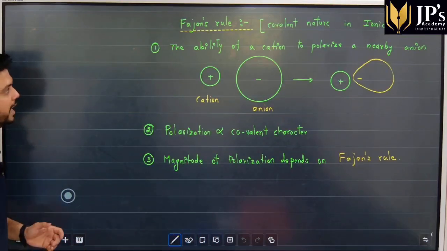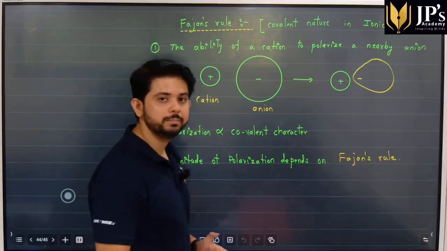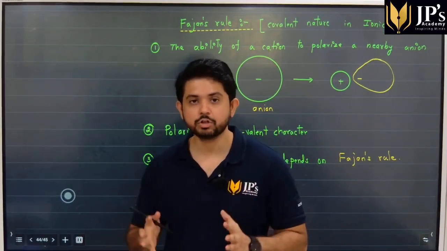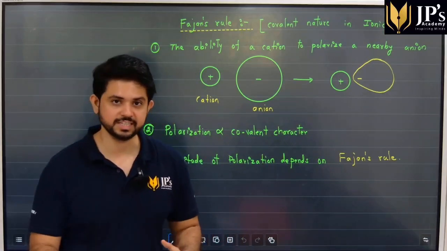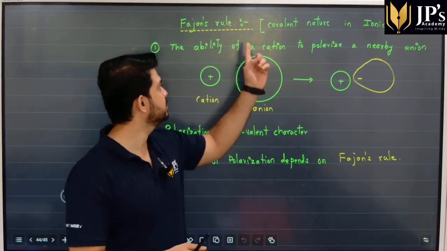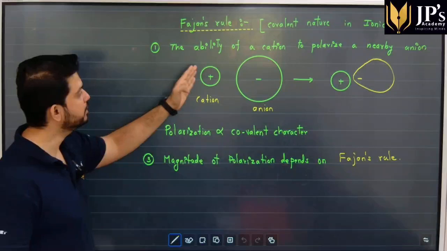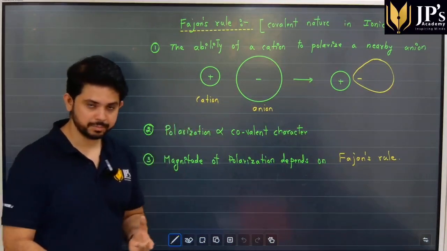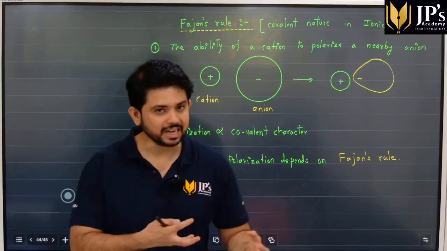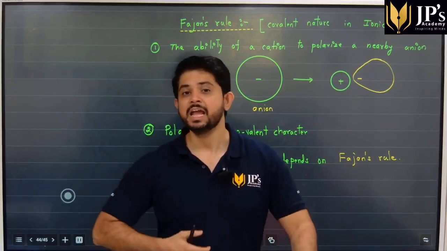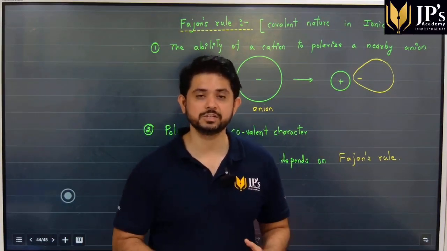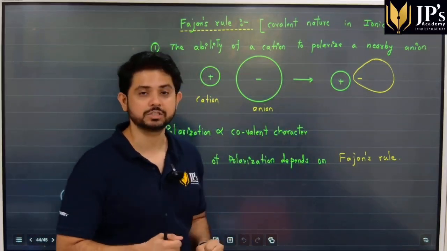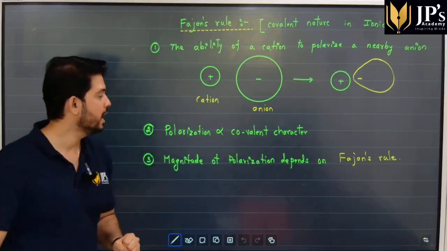Just like, students, we have ionic nature in covalent bond, we also have something called covalent nature in ionic bond, and this is also called polarizability or polarization, and this is decided by Fajan's rule. So the ability of a cation to polarize an anion, what that means is the cation, because of its high charge density, attracts the electrons of the anion. It distorts its spherical shape, and it is as if the cations and anions are sharing electrons. This is called the covalent nature of ionic bond.